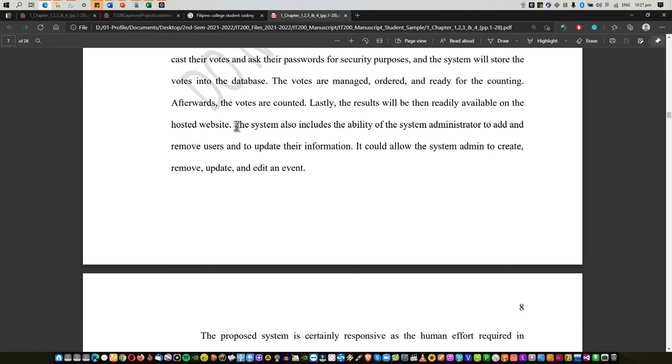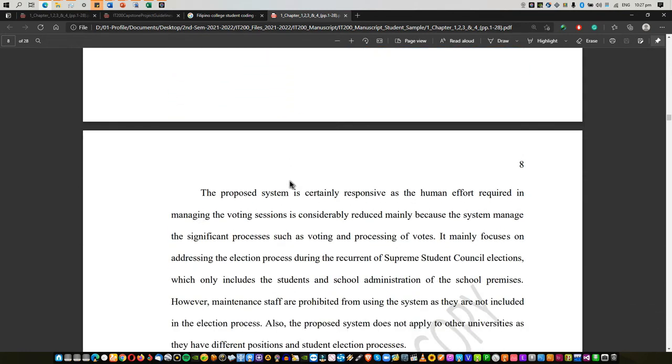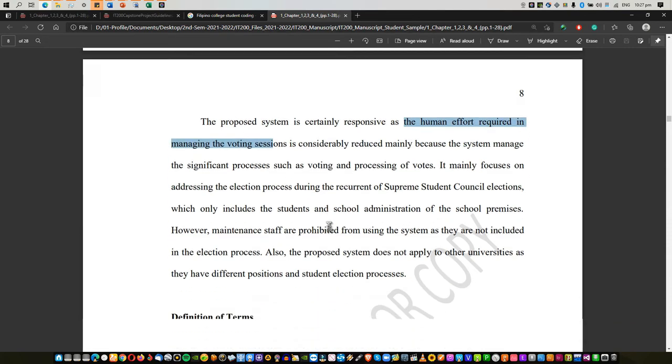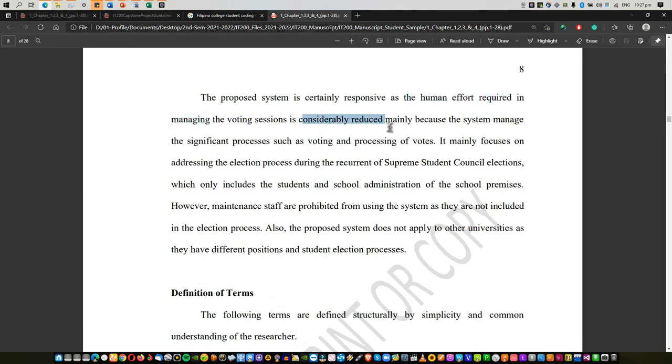Okay, so there, it states the scope, or what the system is capable of doing. The system also includes the ability of the system administrator to add, update, remove users, and update information. It could allow the system admin to create, remove, update, and edit an event. So the proposed system is certainly responsive, as the human effort required in managing the voting sessions is considered reduced mainly because the system manages significant processes such as voting and processing of votes.